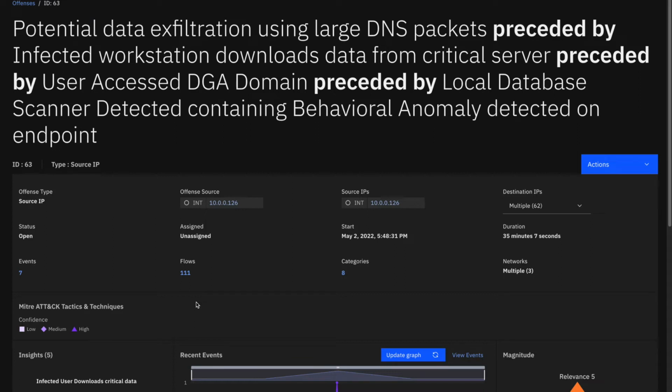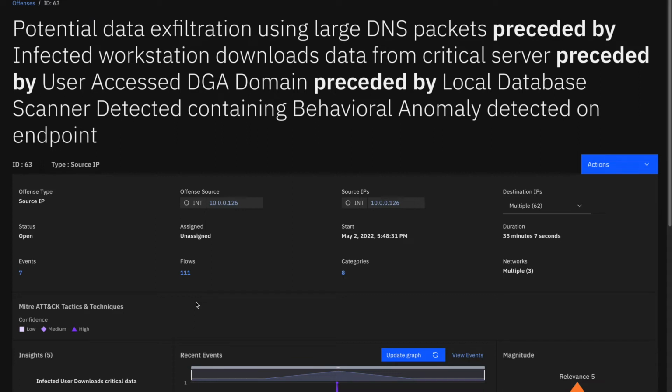So now the value of QRadar becomes, okay, QRadar is able to really hone in on all of these different activities happening on the network, right? Not just at the endpoint layer. So the whole messaging here is, well, these solutions really are better together.